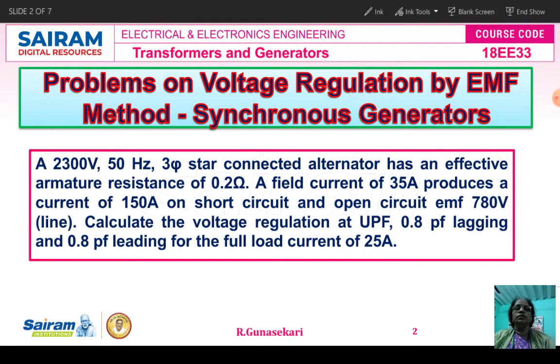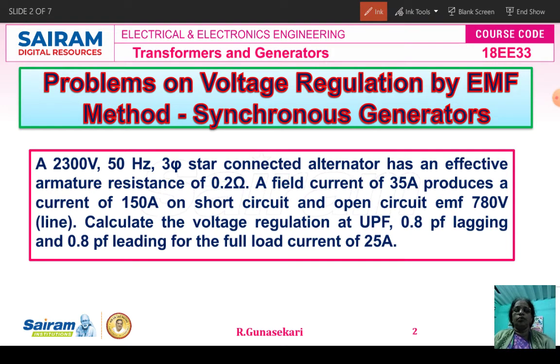A 2300 volt, 50 Hz, 3-phase star connected alternator has an effective armature resistance of 0.2 ohm. A field current of 35 amps produces a current of 150 amps on short circuit and an open circuit EMF of 780 volt line value. Calculate the voltage regulation at unity power factor, 0.8 power factor lagging and 0.8 power factor leading, for the full load current of 25 amps.